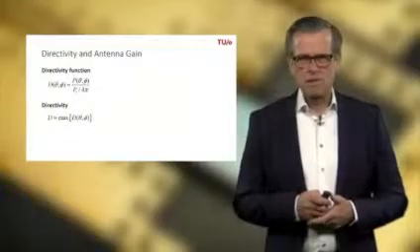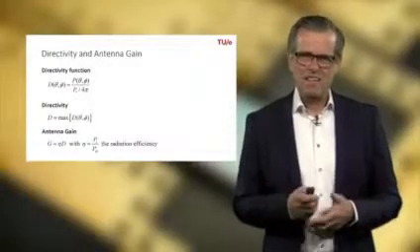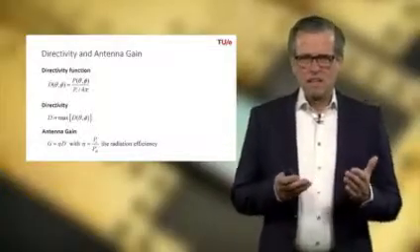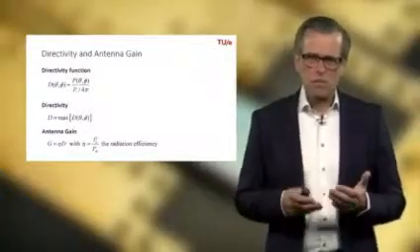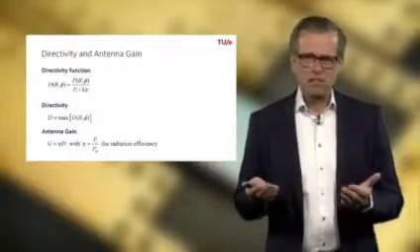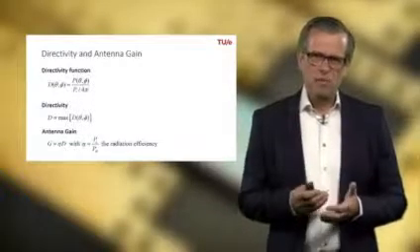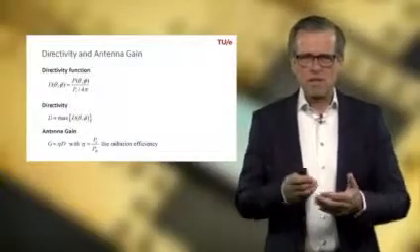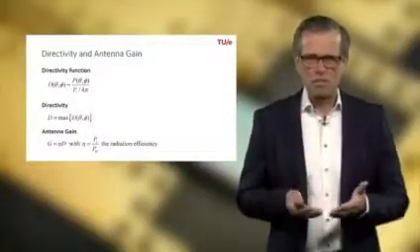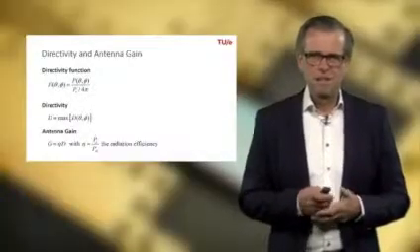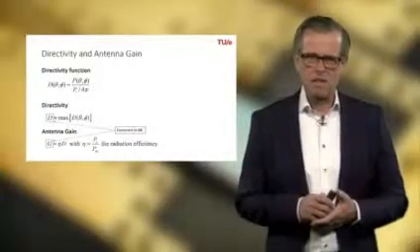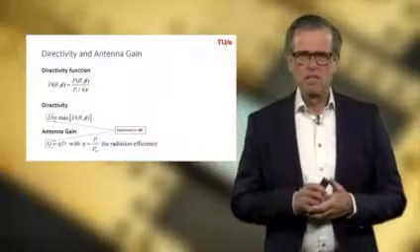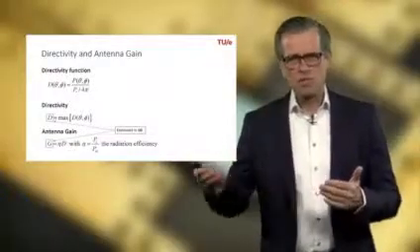Now, besides directivity, we often use the antenna gain, and the antenna gain compensates the directivity for any losses that you would have. For example, ohmic losses that you would have in the metallic structures of your antennas. And the radiation efficiency is in fact the transmitted power divided by the actual input power that you provide to the antenna. Both the antenna gain and directivity are expressed in dBi, and the i stands for isotropic. So it's relative to an isotropic radiator.